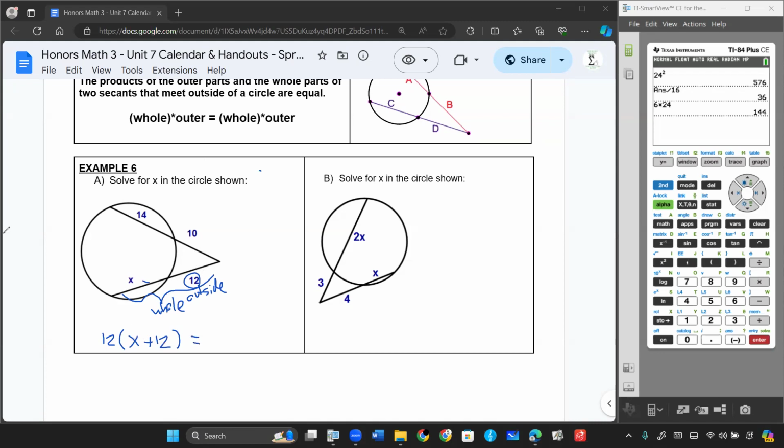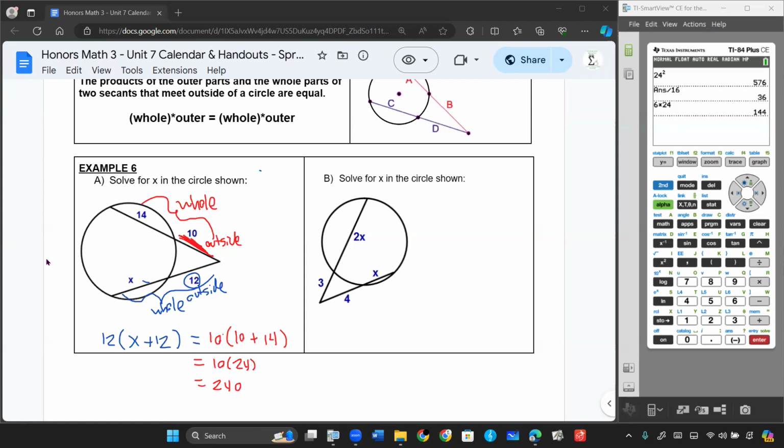And I'm going to go to the other side and do the same thing with the 10. That's my outside here. And then the whole thing is going to be 10 plus 14. So there's my setup. I want to solve that equation for x somehow. In this case here, I'm going to work out the number on the right side. So 10 plus 14 is 24. So I can do 10 times 24, which is 240.